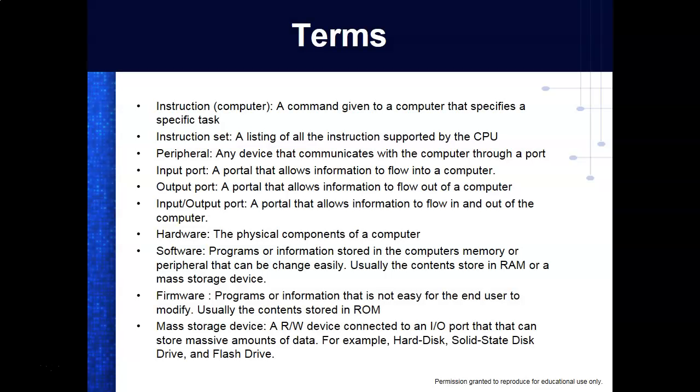Terms. So we got an instruction. This is a command given to the CPU to perform a specific task. An instruction set is a list of all the instructions supported by the CPU, or the programming language. So we're going to program in a high-level language that the microprocessor, the CPU, has no idea about, so we're going to have to translate it. But the instruction set, we'll look at the instruction set for this 1100 PLC, and it'll show us all the instructions that we can write in a high-level language.